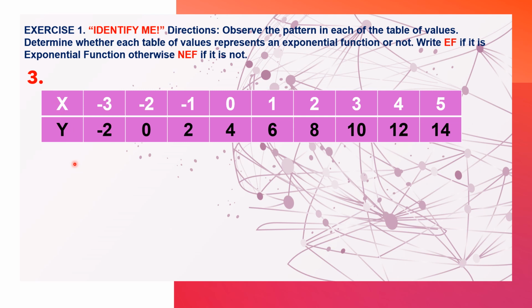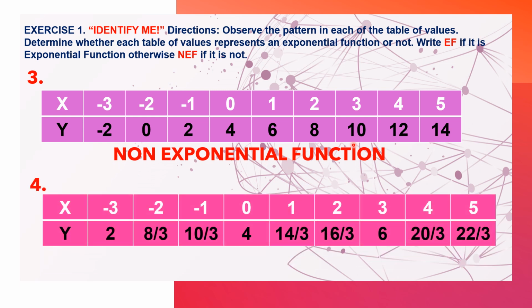Number 3. So this is the table. The common interval for the x values is 1. For the common factor, let's divide the y values. So we have 14 divided by 12 is equal to 1.17. 12 divided by 10 is equal to 1.2. So, the factor is no longer common, so it is a non-exponential function. Let's have the last table.